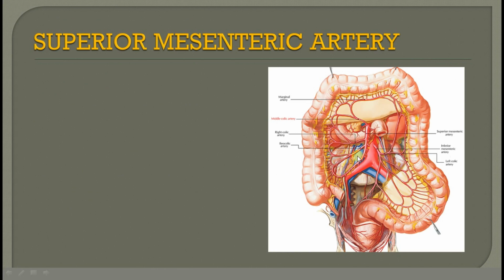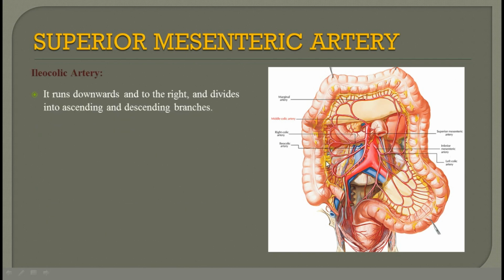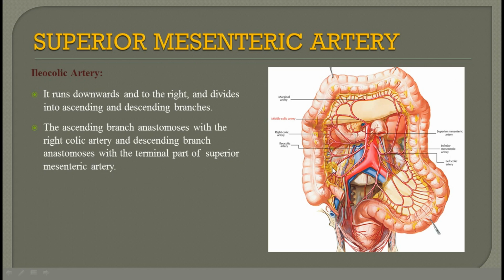The next artery, what you are able to see here is the ileocolic artery. It passes downwards and to the right and divides again into ascending and descending branches. The ascending branch anastomoses with the descending branch of the right colic. I will repeat: the ascending branch of the ileocolic anastomoses with the descending branch of the right colic. The descending branch anastomoses directly with the terminal part of the superior mesenteric artery.